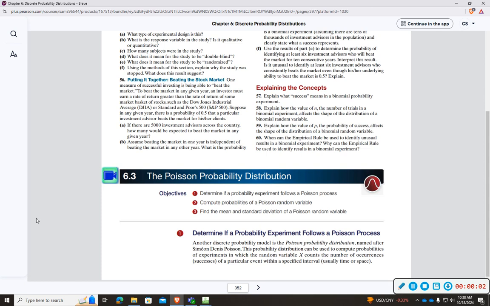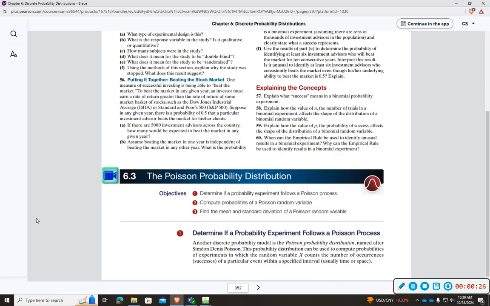All right, today we're going to be looking at chapter 6.3 of the Poisson probability process, or the Poisson, I should say. Three objectives: 1, determine if a probability experiment follows a Poisson process. 2, compute the probability of a Poisson random variable. And 3, find the mean and standard deviation of a Poisson random variable.